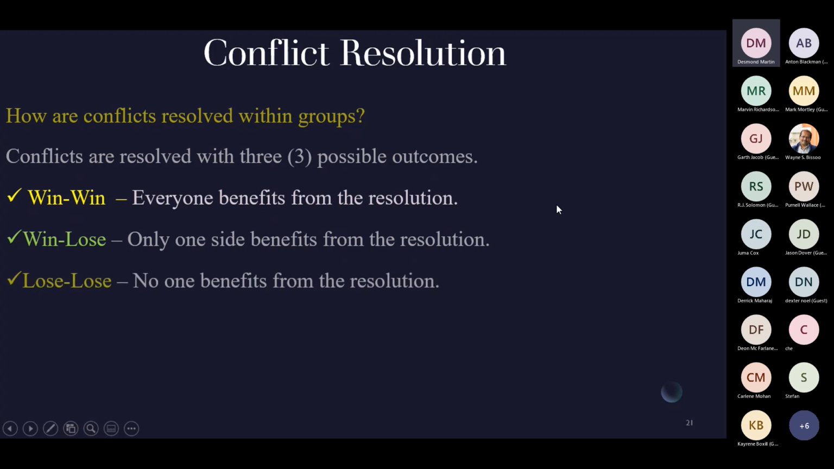And the lose-lose, where no one benefits from the resolution. This is where both sides use power strategies and they get so entrenched, rigid, or hurtful that no effective resolution is reached, even if the groups compromise. They just end up in a lose-lose.